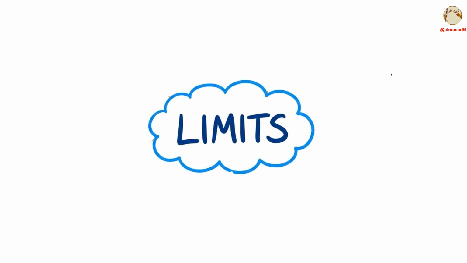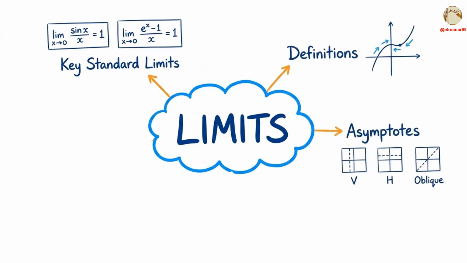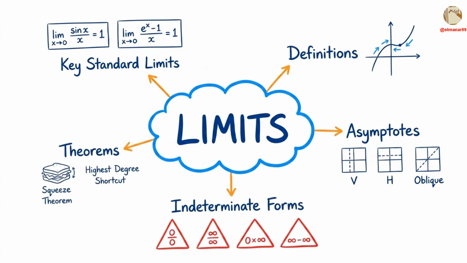Look at how much ground we've covered. This mind map shows how all these concepts connect. We've got our standard limits, like sine of x over x equals 1, that act as our building blocks. We have our definitions of what a limit is, the 3 types of asymptotes that shape our graphs, the powerful theorems like the squeeze theorem, and the 4 indeterminate forms that we now know how to defeat. You have all the tools in your belt now to tackle any limit that comes your way.